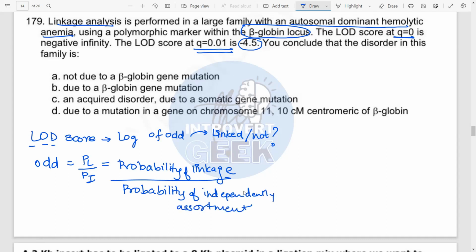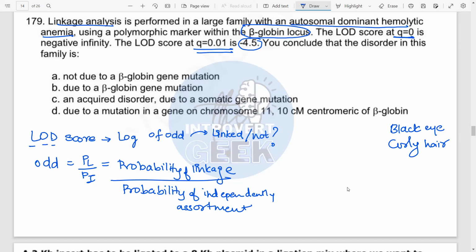For an example, suppose you have black eyes and curly hair. Suppose in a family of 20 people, you are seeing that 15 people have black eyes and curly hair. You may have a doubt that maybe black eyes and curly hair are linked genes and therefore are inherited together. But how do you actually confirm whether this is true or not? This can be done by the LOD score. To see if two things are linked or independently assorted, you will perform this.